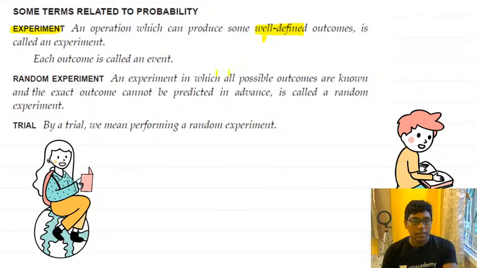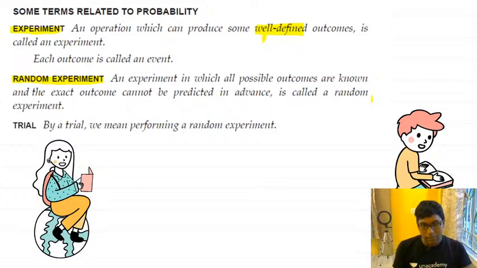Okay, anyway, so random experiment. What is called a random experiment? A random experiment is an experiment in which all possible outcomes are known and the exact outcome cannot be predicted in advance. So experiment and random experiment are separate, because all experiments are not random experiments.